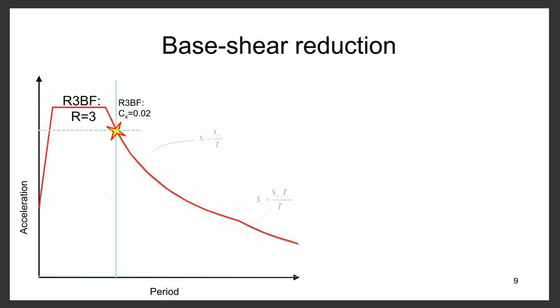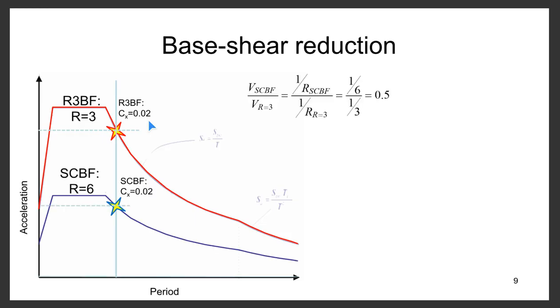2-period spectrum method. And I've just shown a particular period here, and this is the period coefficient used in the approximate period equation in ASCE 7. So let's say you're considering that, and you might consider a special concentrically braced frame, which has an R factor of 6, so that's twice the R factor, meaning you can cut your design base shear essentially in half if you use that system. It has the same approximate period as the R=3 braced frame.